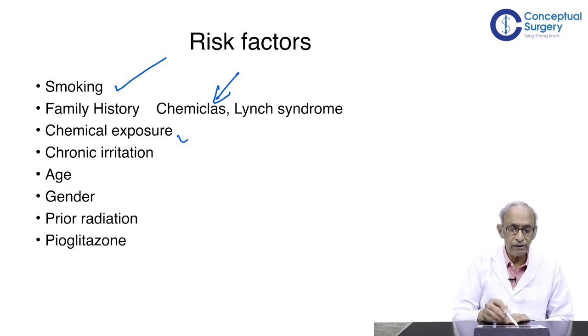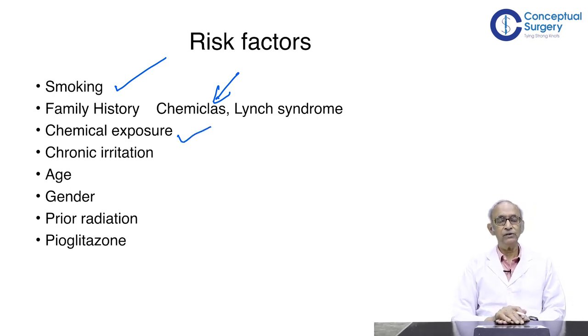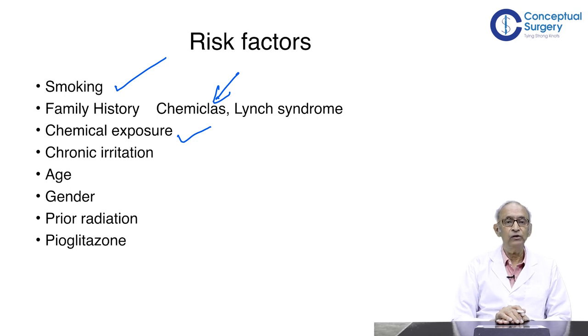Chemical exposure, particularly aniline dyes, the first of the chemicals that were found to be incriminating is aniline dyes. And also those people who work in dye manufacturing industries, in printing presses, and such other industries. So constant exposure to chemicals, discharged in urine, exposure to the urothelium, they are carcinogenic in nature.